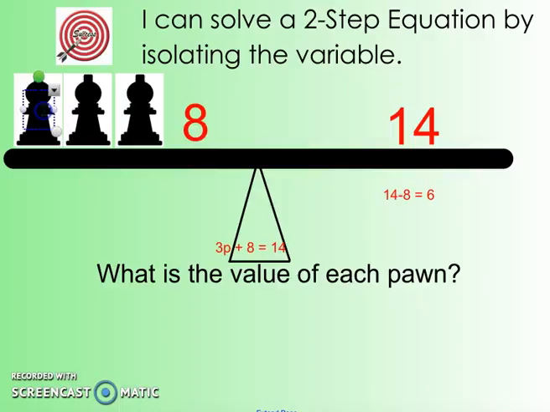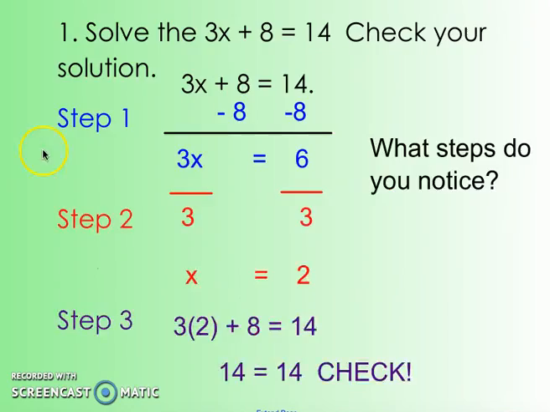Well, each pawn would have to be 2, because 2 plus 2 plus 2 is 6. And so I know that each one would represent 2. And so the value of p, in algebra terms, would be 2. Now what I would like you to look at is the equation that we just did. And I want you to notice what step we did first.